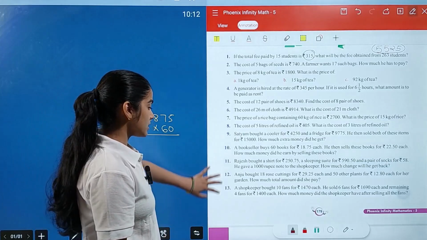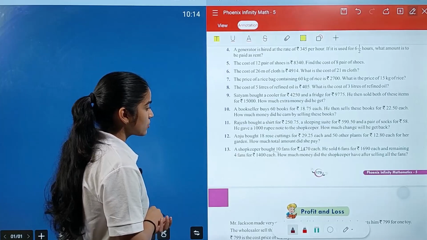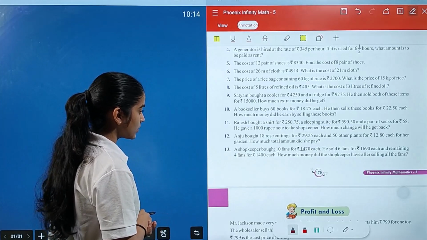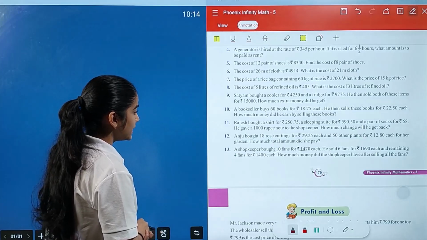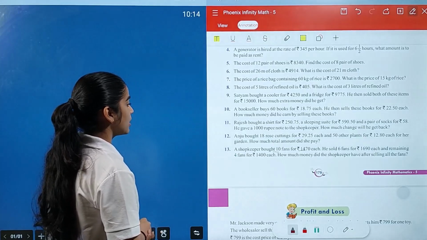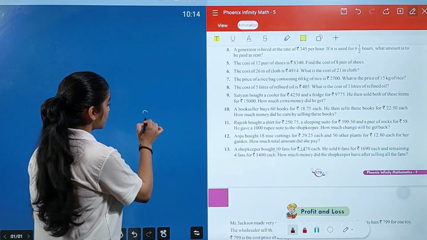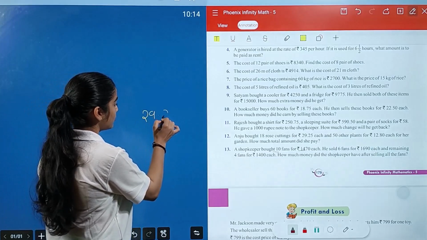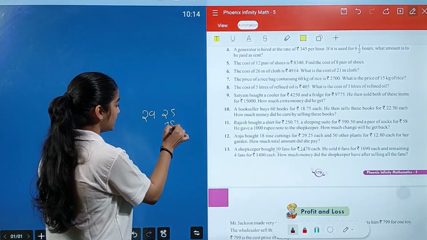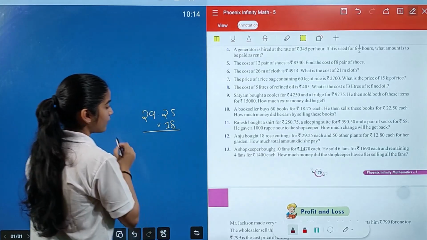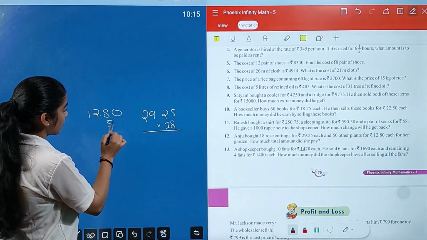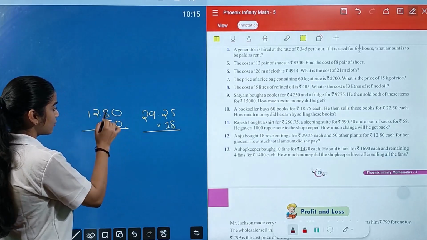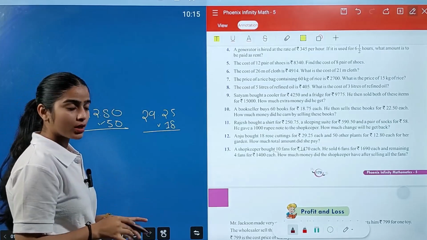Okay students, next Anju bought 18 rose cuttings for 29.25 each and 50 other plants for 12.80 each for her garden. How much total amount did she pay? So 29.25 you have to multiply with 18, and after this you have to multiply 12.80 with 50. Then you add the products together and you will get your answer.